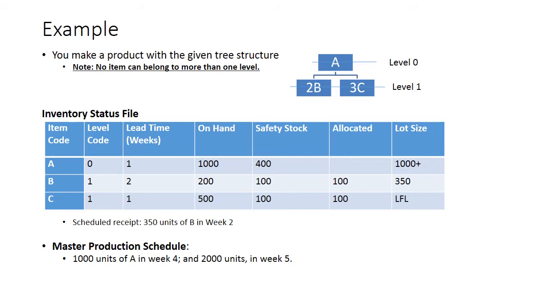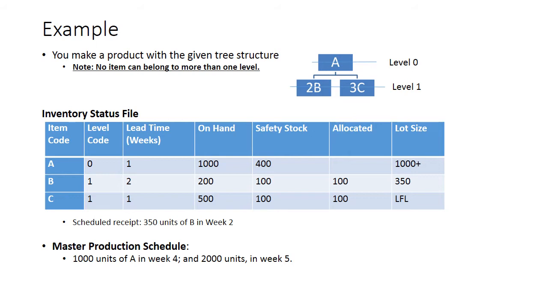Notice the lot size for this one is 350, not 350 plus. It says 350, and that simply means that you must order in multiples of 350. So if you need 351, you must order 700. If you needed 1000 items, you will have to order 3 boxes of 350. That means you will end up ordering 350 plus 350 plus 350, and that would be 1050. So you must order in multiples of 350.